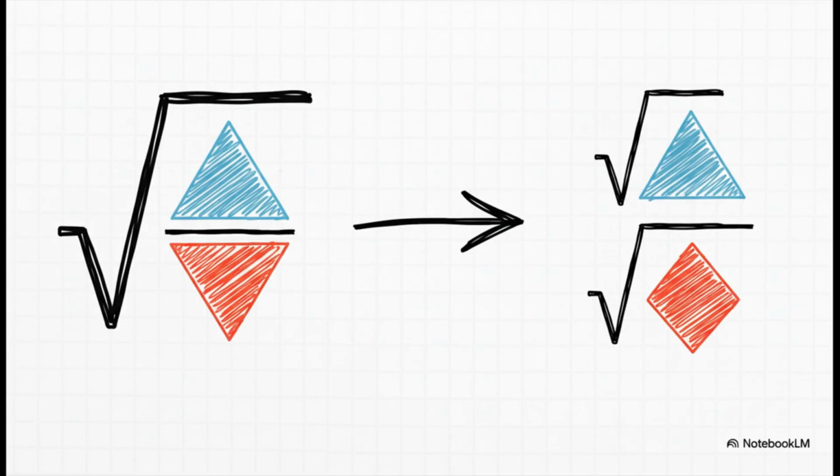This rule works pretty much the same way as multiplication. The square root of a whole fraction, a over b, is the same as the square root of the top number divided by the square root of the bottom number. This lets you turn one ugly fraction problem into 2 way simpler ones. You just find the root of the top, find the root of the bottom, and you're done. It makes fractions way less scary.